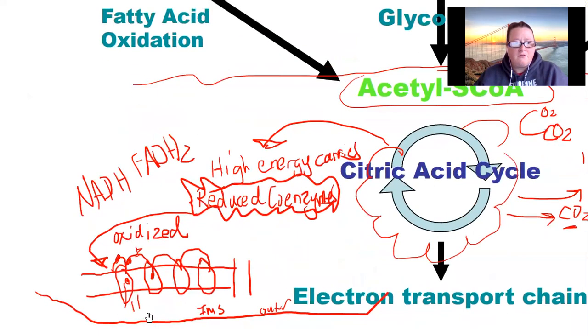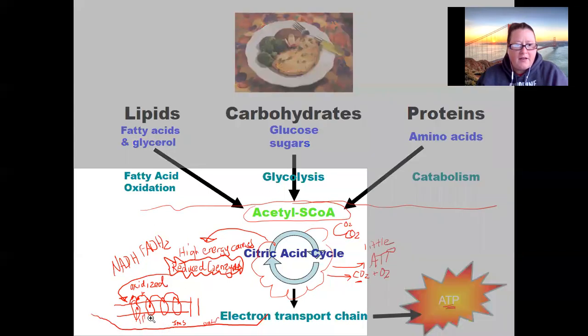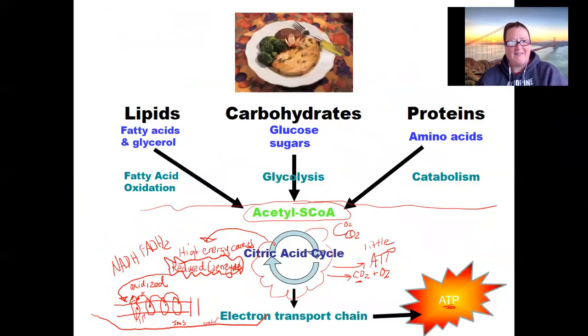I don't know what's happening. Zoomed all of a sudden. It produces energy which pushes out hydrogen ions. This is not going to work. I'm just going to redo my electron transport chain up here really quick.